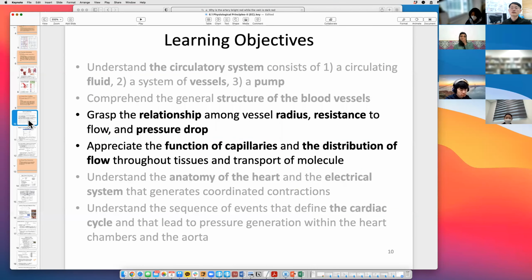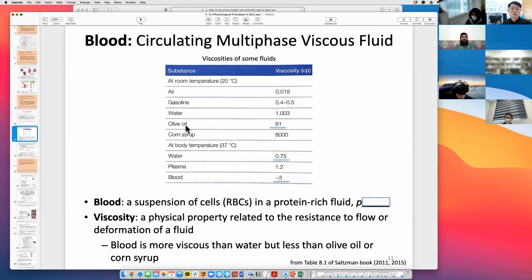Let's move on to the relationship of the blood vessel's radius, resistance, and pressure drop. I just want to point out one point. Let's say our water is 0.75, this is a viscosity unit, centipoise. Then we are curious about what about blood? Our blood is about 3, which is about 4 times. So you can think of our blood as 4 times more viscous than water.